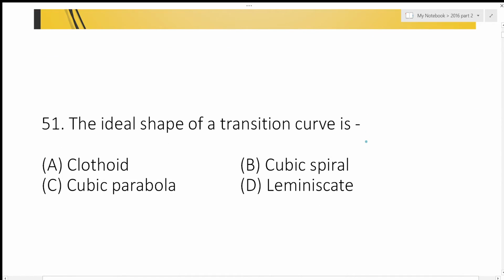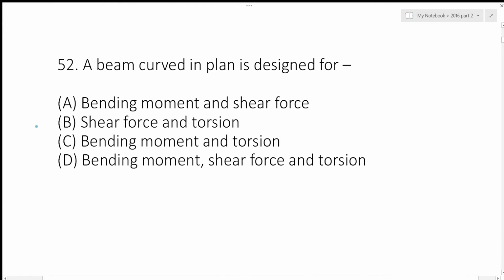So the ideal shape of a transition curve is a clothoid. Remember this, the ideal shape of a transition curve is a clothoid. Next question, a beam curved in plan is designed for? The answer would be bending moment, shear force as well as torsion. So if a beam is curved in plan, it is designed for all three: bending moment, shear force and torsion.